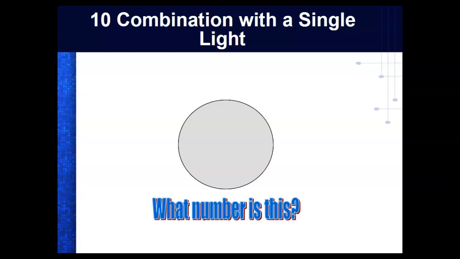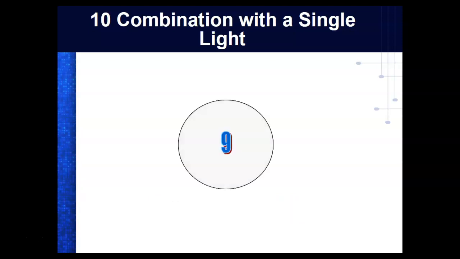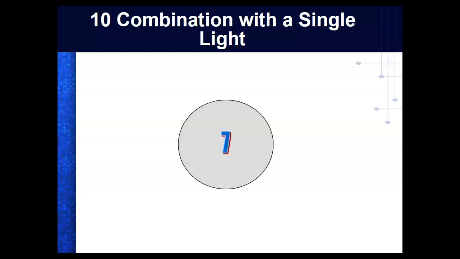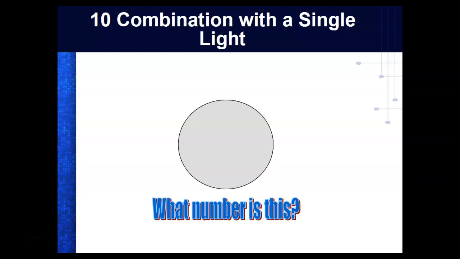Can you show that again? So this would be zero. This is black, as black as my screen will be. 1, 2, 3, 4, 5, 6, 7, 8, 9, 10. So what would that be?